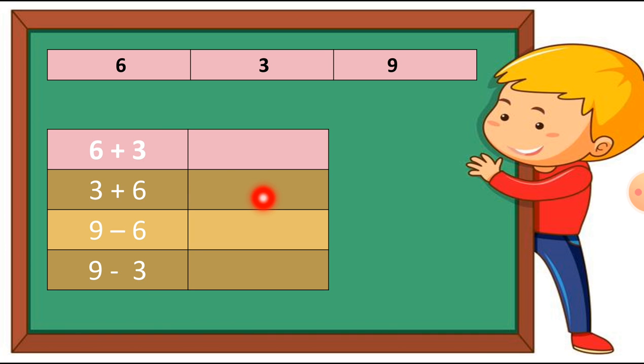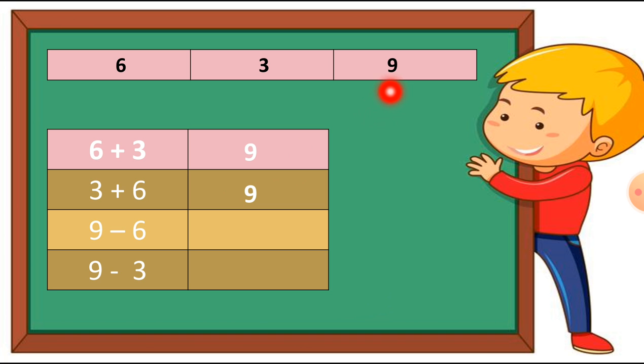I have one more example for you. Here are the 6, 3 and 9. These 3 are the family numbers. Now let's add the numbers 2 time and cut the numbers 2 time. So let's take these 2 numbers first. 6 plus 3 is equal to 9. Then 3 plus 6 is equal to also 9.